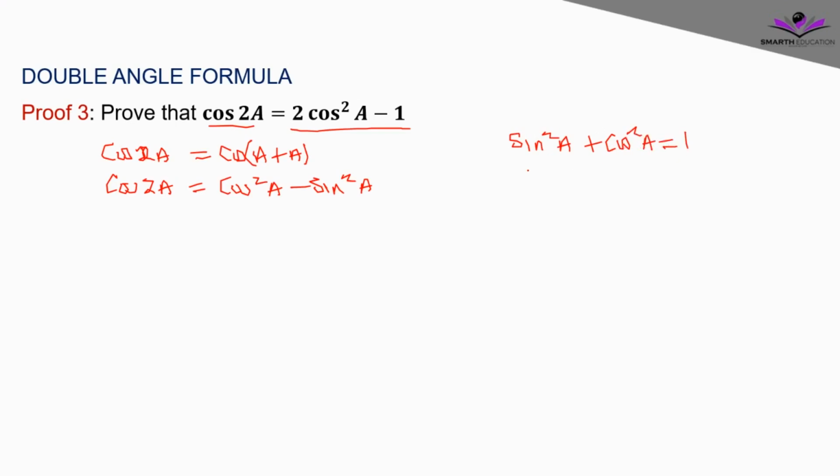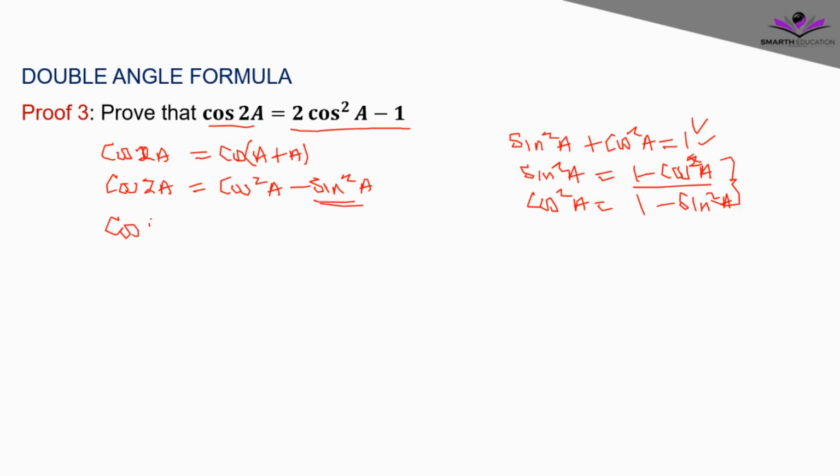From this we can see that sine squared a is equal to 1 minus cos squared a, and also cos squared a is equal to 1 minus sine squared a. These two are coming from this one. So now, where there's sine squared a, we can put 1 minus cos squared a. So it becomes cos 2a is equal to cos squared a minus, and then in the bracket, 1 minus cos squared a. And then remove the bracket.